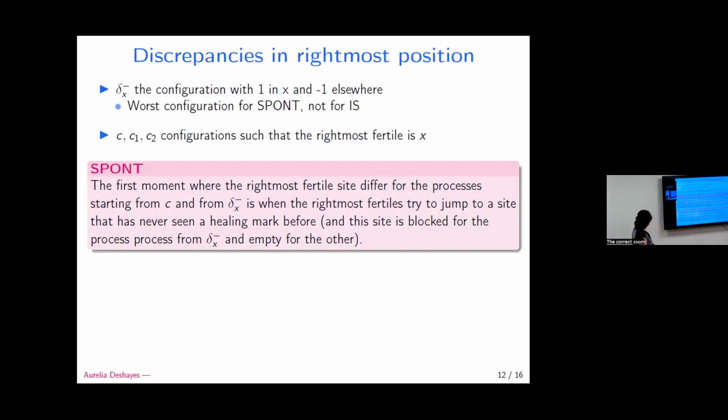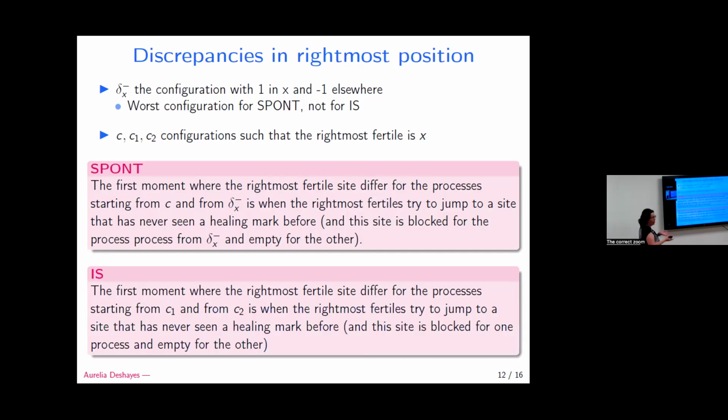And in fact, it's the same for IS. The difference is there is no worst configuration for IS because it's not attractive. So this one, I cannot say that it is the worst configuration. Okay, so I have to work more generally and take two configurations, C1 and C2, with the same rightmost at the beginning, and then try to study more carefully when the rightmost can split.